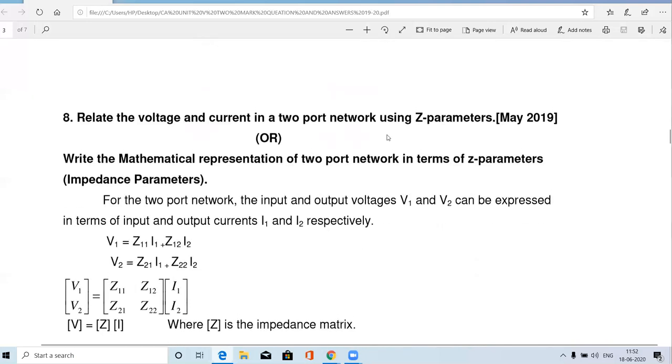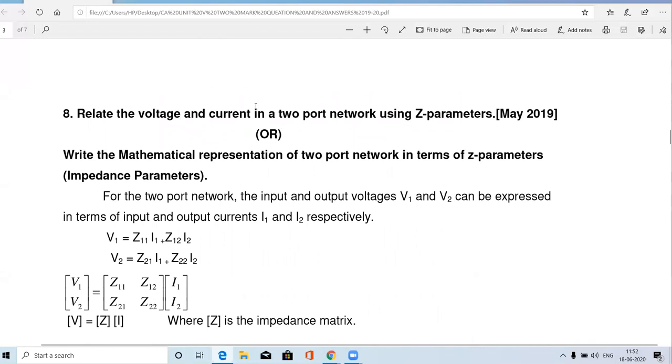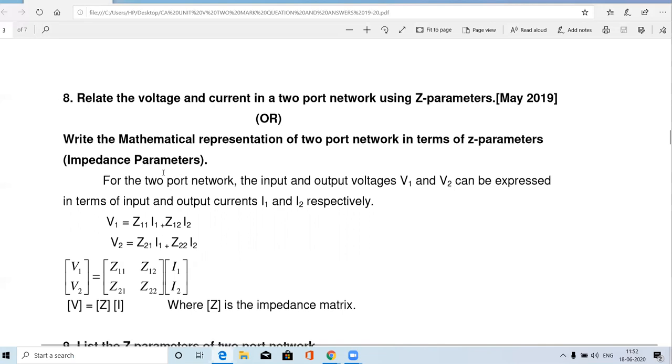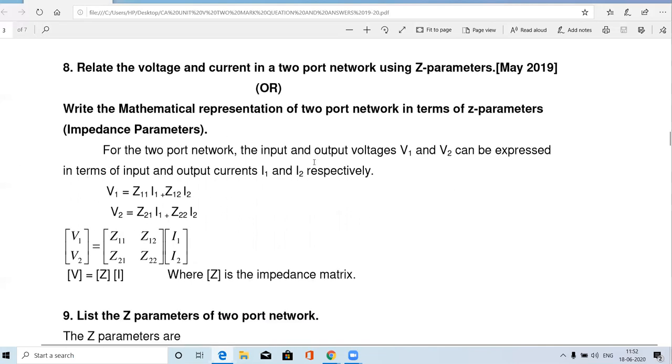Okay, and the next one, relate the voltage and current in a two-port network using Z parameter. It's a May 2019 question, so last time's question. We have to write the mathematical expression for the Z parameter. It may also be asked as: write the mathematical representation of a two-port network in terms of Z parameter. What is the other name of Z parameter? Impedance parameter.